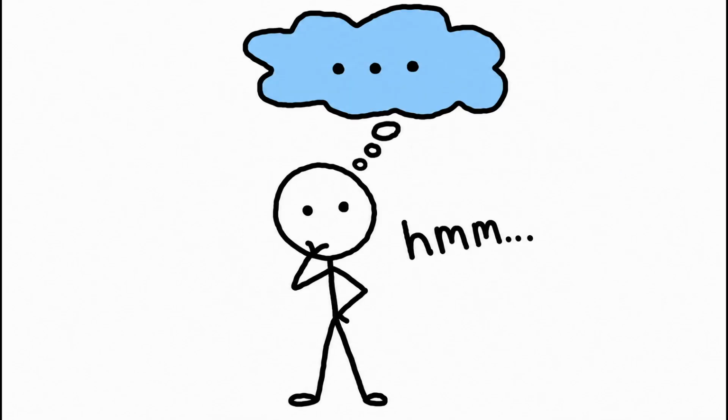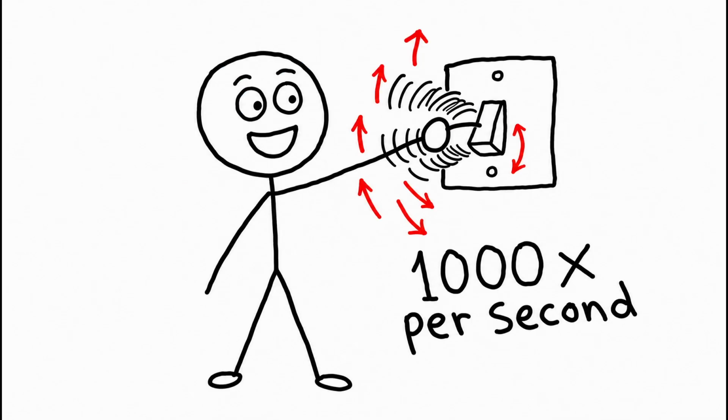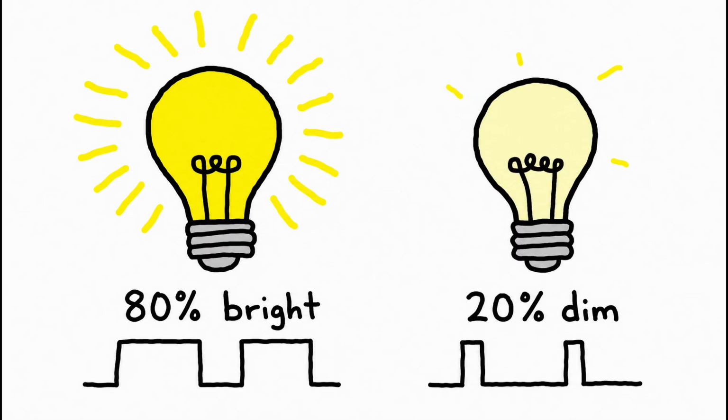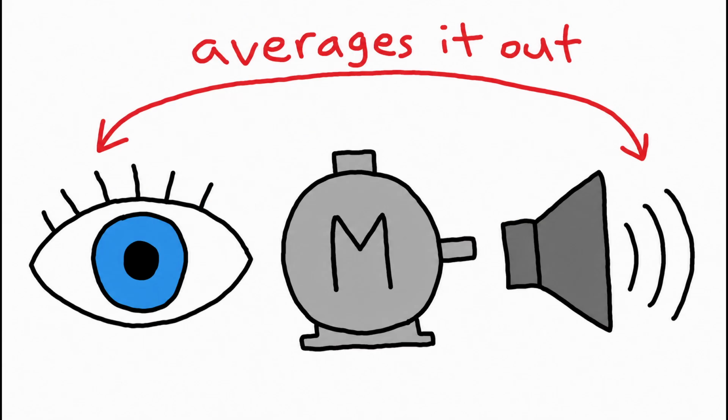Think of it like this. Imagine you are flipping a light switch on and off really fast, 1000 times per second. If you keep it on half the time and off half the time, the light appears about half as bright. Keep it on 80% of the time, pretty bright. Keep it at 20%, quite dim. Your eyes average it out, and so does your motor, and so does your speaker.